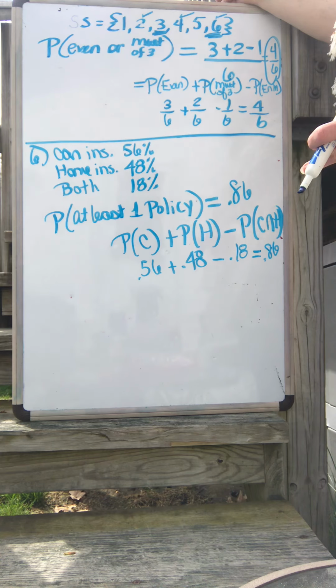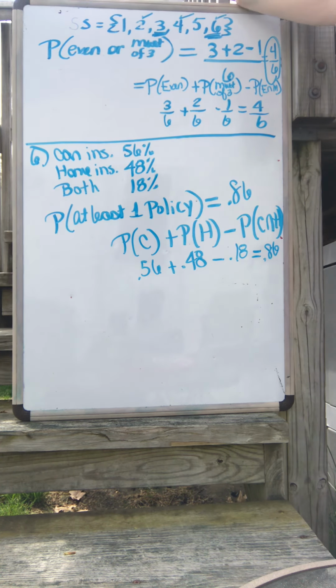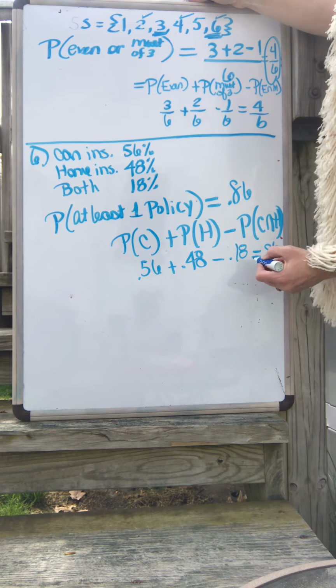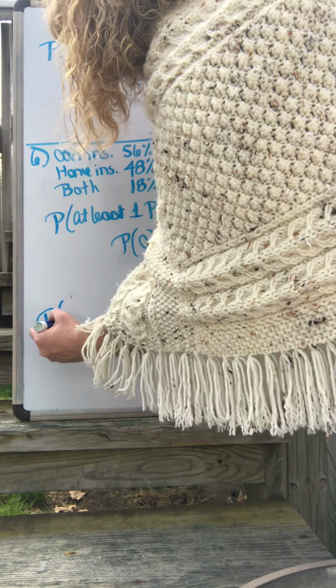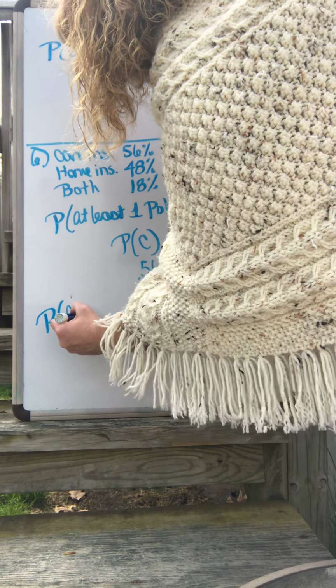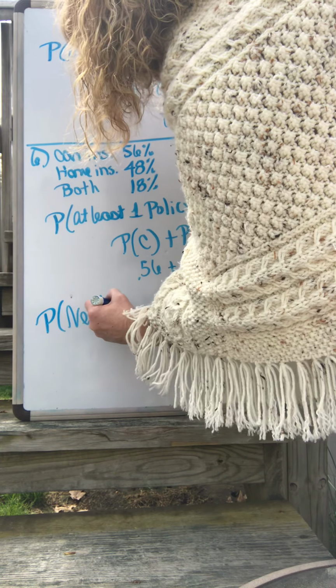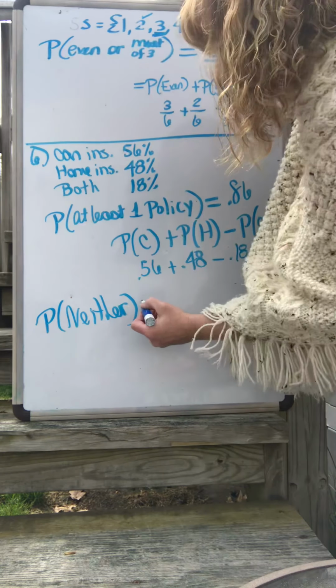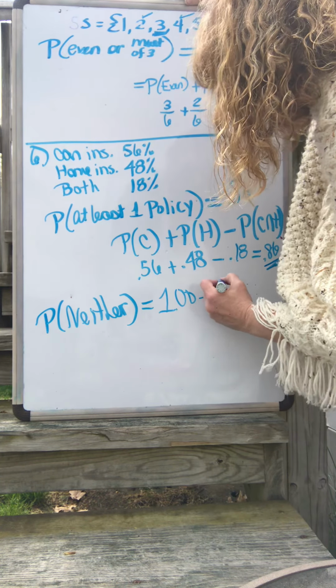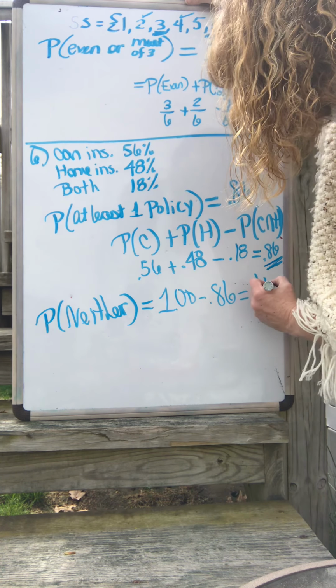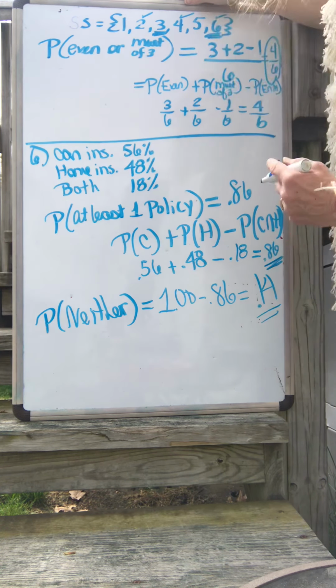And then find the probability that she or he has neither of these policies. All right, so if 86% have at least one, what is the probability of having neither? Again, maybe you have jewelry insurance, I don't know. That would be the one whole, the 100% minus the 86%, and then that would be 14% have neither.